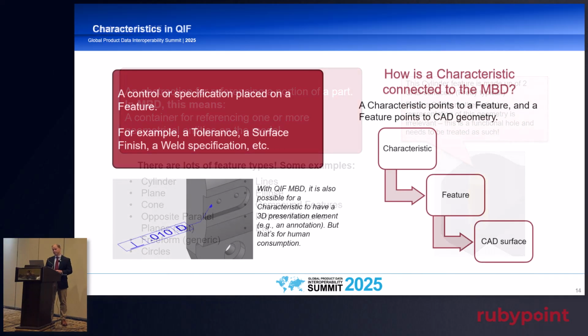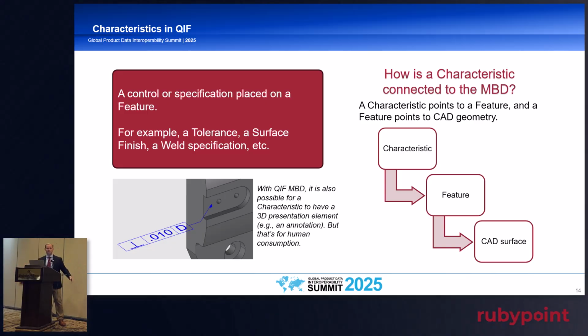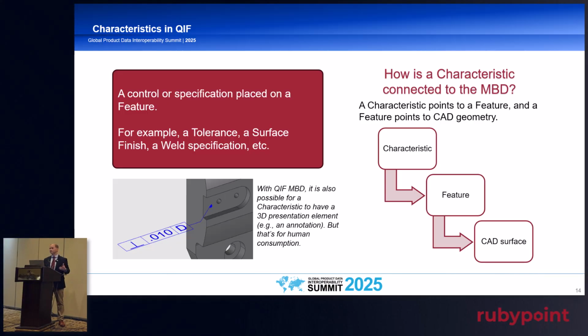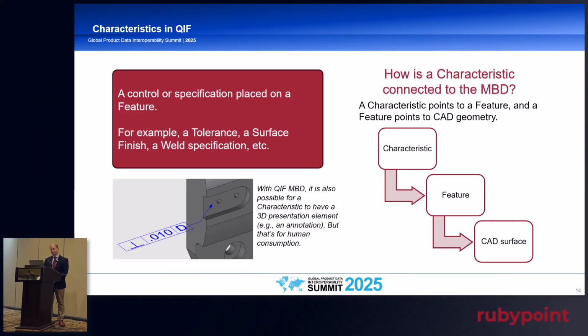And then the other important key concept is characteristics. Again, there are a number of explicit types of characteristics. Obviously all the GD&T controls, surface finishes, welds, all these things. These are all different manifestations, specific types of characteristics that could be instantiated in QIF in a semantic way.